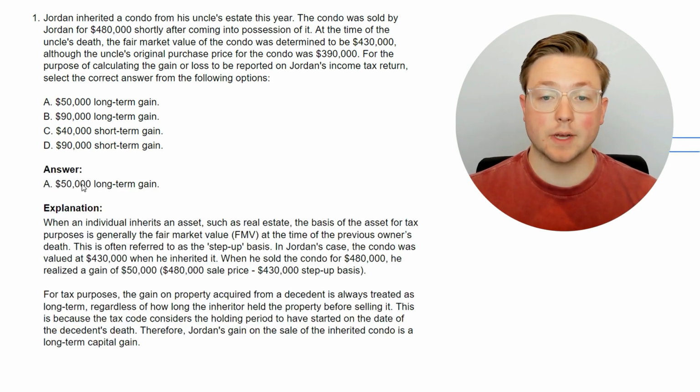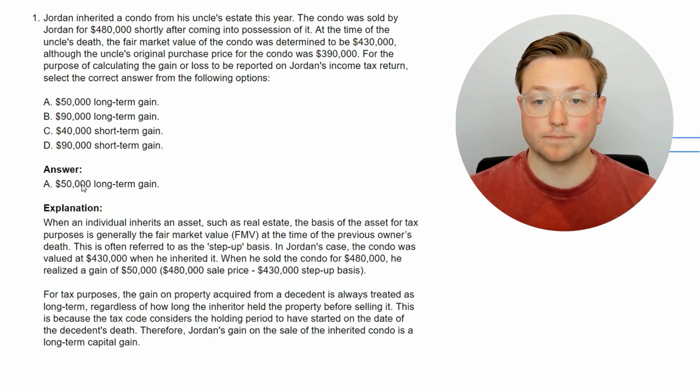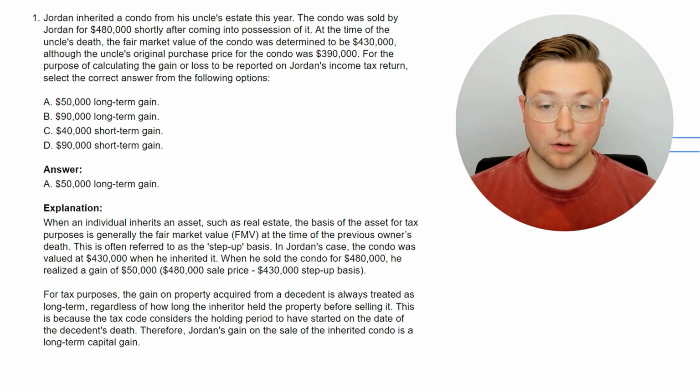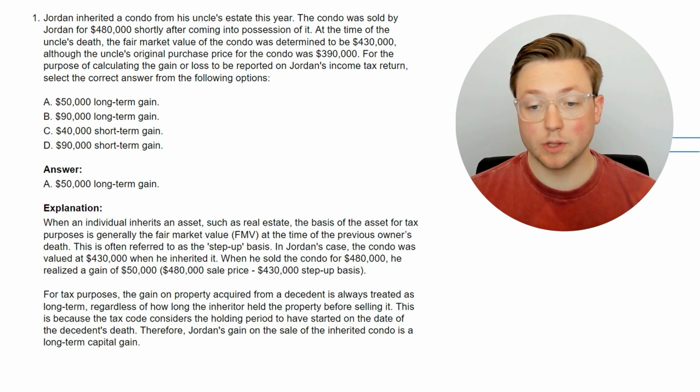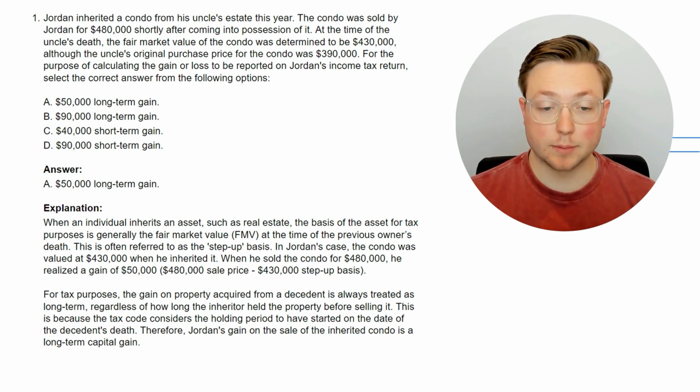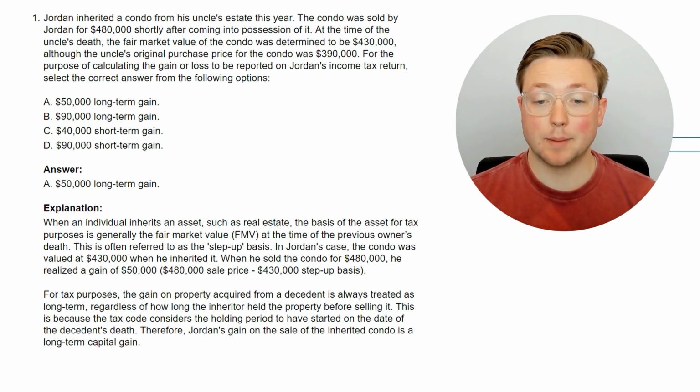All right, so $50,000 long-term capital gain. So let's learn why that's a $50,000 long-term capital gain. When an individual inherits an asset, such as real estate, the basis of the asset for tax purposes is generally the fair market value at the time of the previous owner's death. This is often referred to as the step-up basis. In Jordan's case, the condo was valued at $430,000 when he inherited it. When he sold the condo for $480,000, he realized a gain of $50,000.